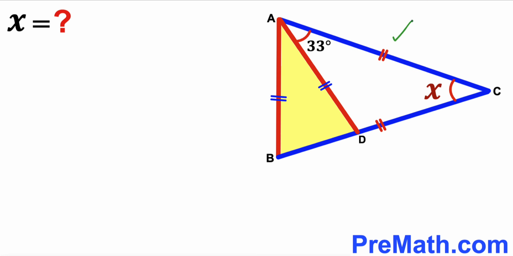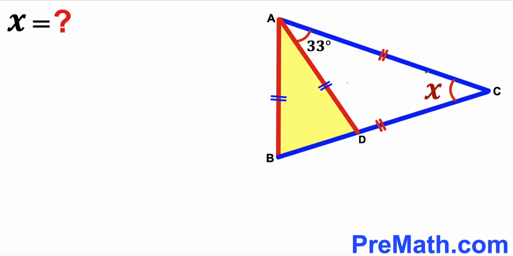In this video, we have got this big isosceles triangle ABC along with this segment AD, as you can see in this given diagram, such that this segment AD length is equal to this side AB length. In other words, this yellow shaded triangle ABD is an isosceles triangle as well. And moreover, this angle CAD is 33 degrees.